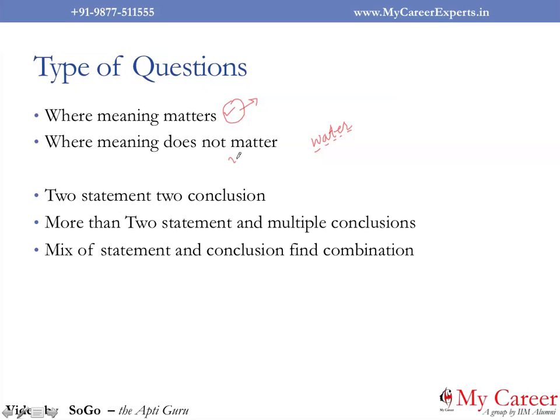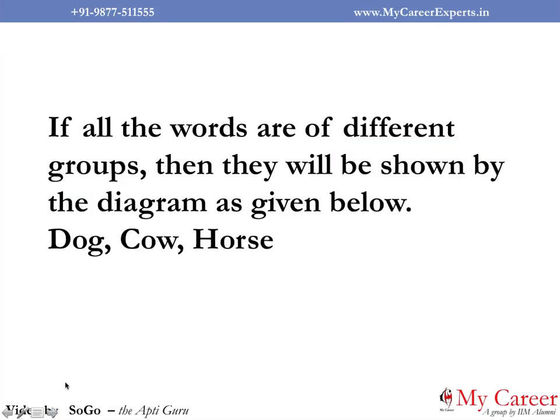Where meaning doesn't matter, whatever is given to you is just a combination of some letters. Going by the type of question, we have two statement, two conclusion type questions, more than two statements and multiple conclusion questions. Then we may have a mix of statements and conclusions given to us, and we have to find which combination gives us a pair of two statements and one conclusion. We will see questions of all the types during this video.